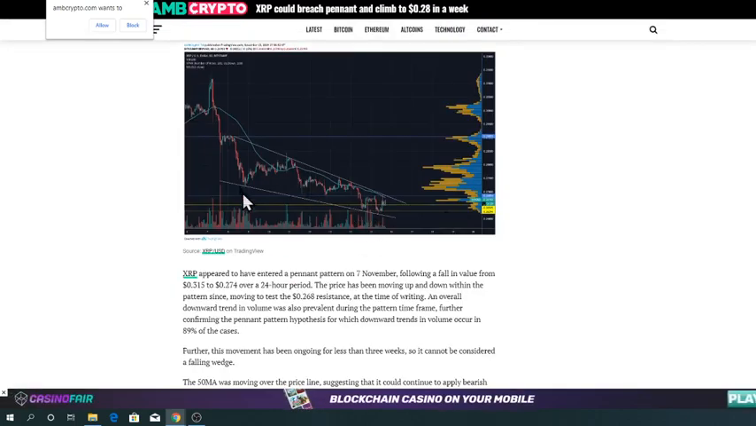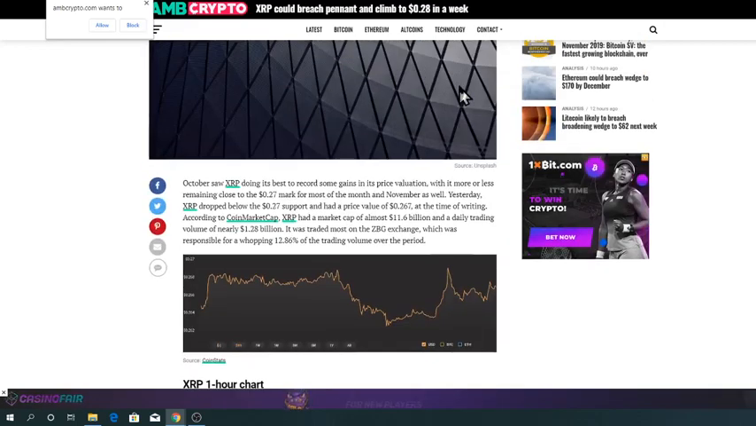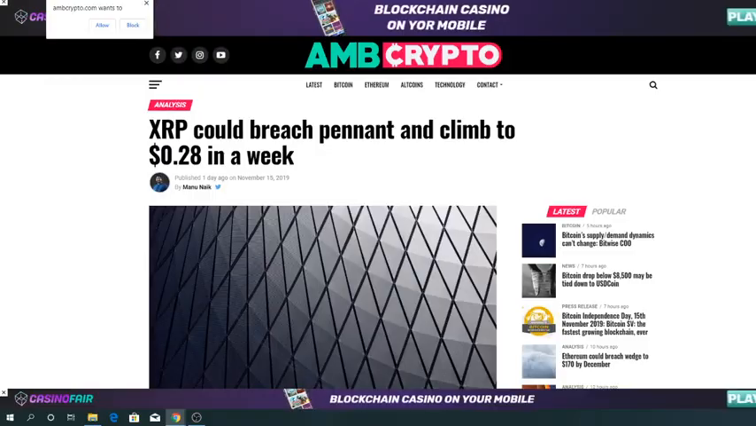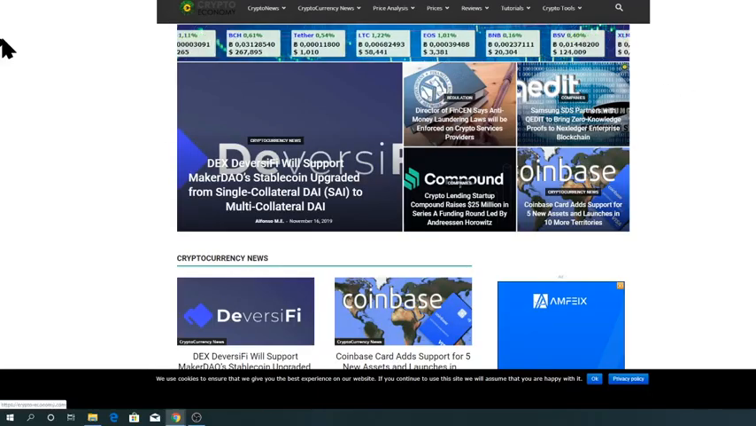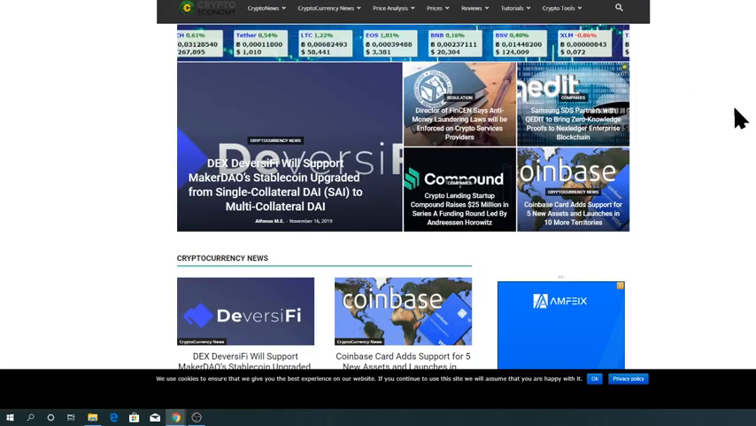So for them, the trading range is like this. If it is breaking this trend line, then it may move up high, and it can actually reach way higher to 0.28, as this particular author states. It's way higher. Okay, I accept that. That's his view.